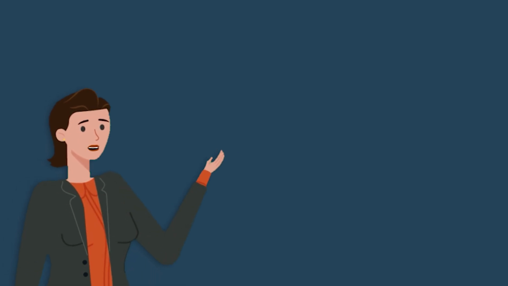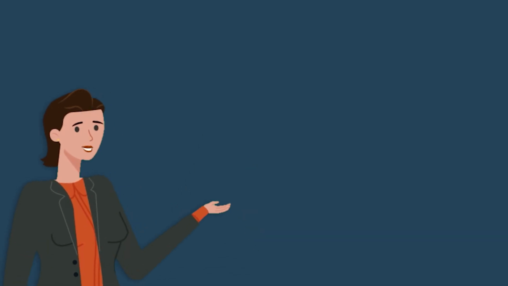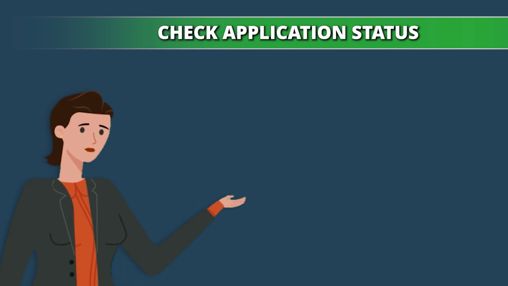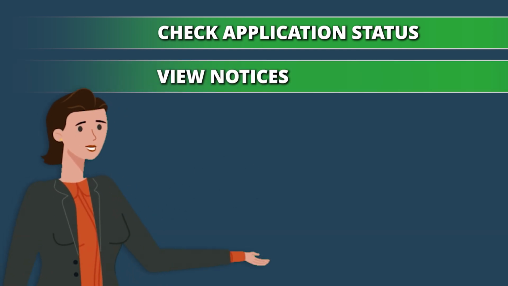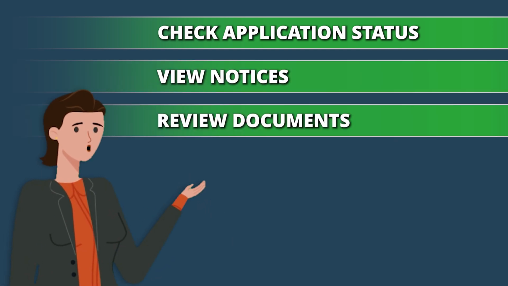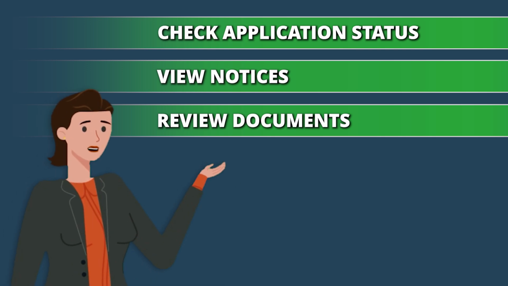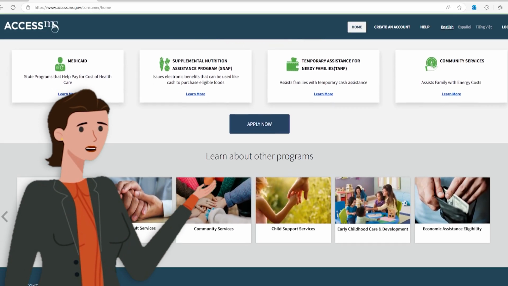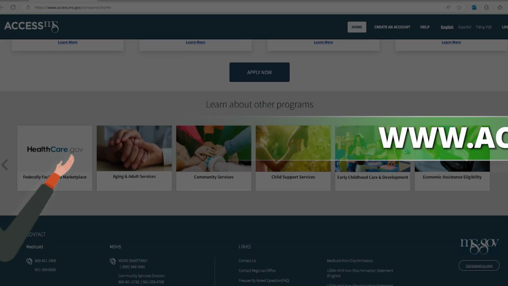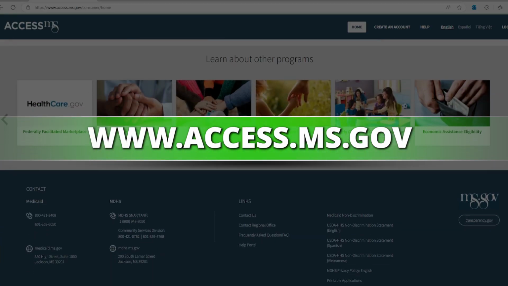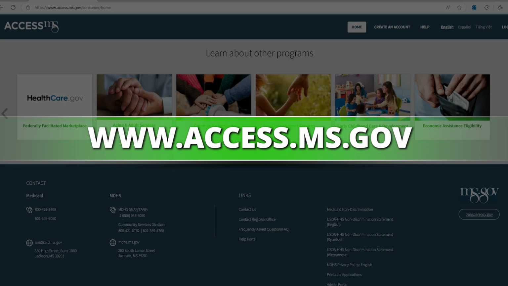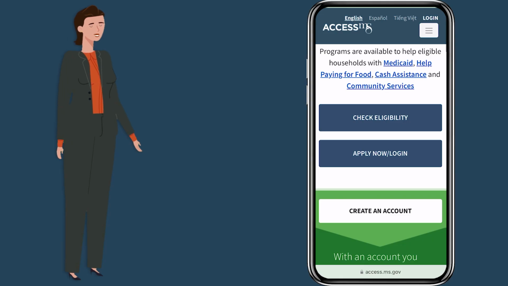In this video, we will show you how to use your Access Mississippi account to check your SNAP application status, view your SNAP notices, and review documents that have been uploaded to your SNAP case. You can visit Access Mississippi by going to www.access.ms.gov. We will be showing you everything from the mobile version of the Access Mississippi site. Some things may look different if you visit using a laptop or tablet.